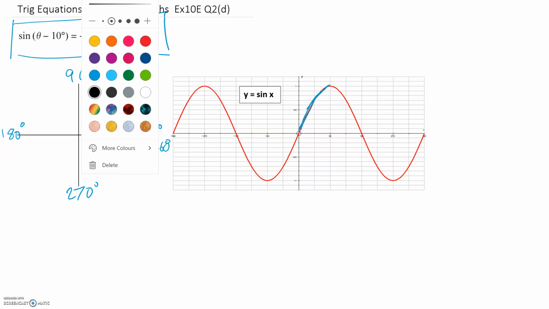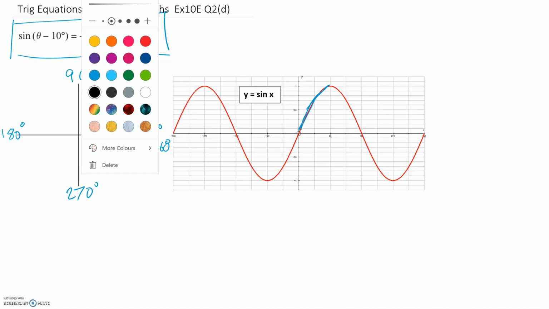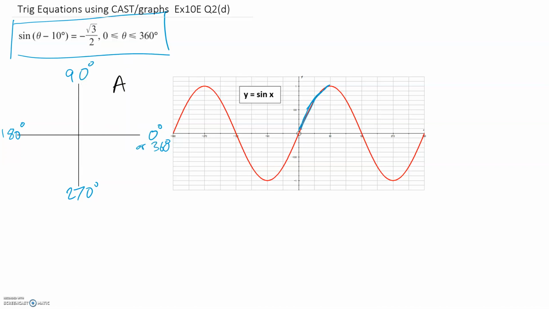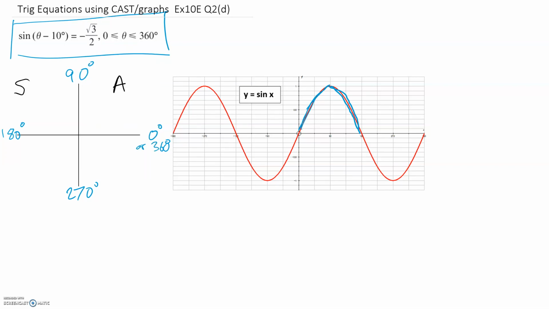So on the cast diagram you have an A for all, because sine, cos and tan are all positive between 0 and 90. Now if we have a look between 90 and 180, again you can see that sine is positive. Okay, so between 90 and 180 sine is positive. So I'll just put an S for sine is positive.